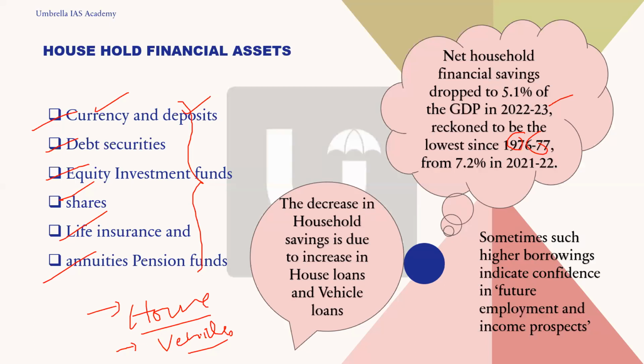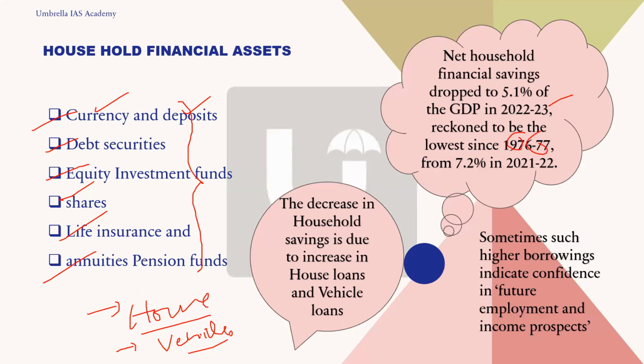See, we generally tend to save, right? Because for the future, why are we saving? For future things. But now we know that our prospects are very good in the future. Let us say our income prospects or our future employment prospects are very good. Then definitely people will spend more.